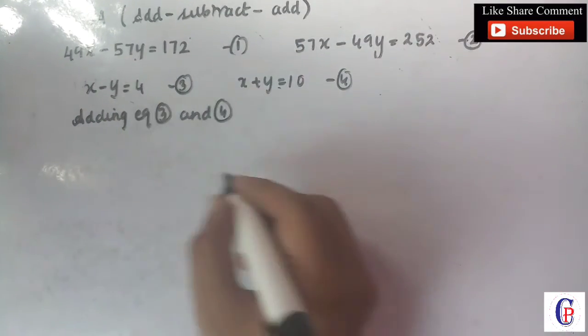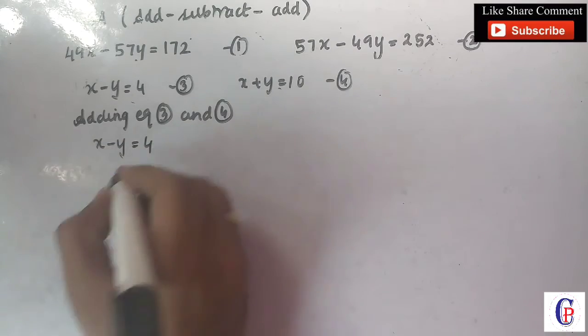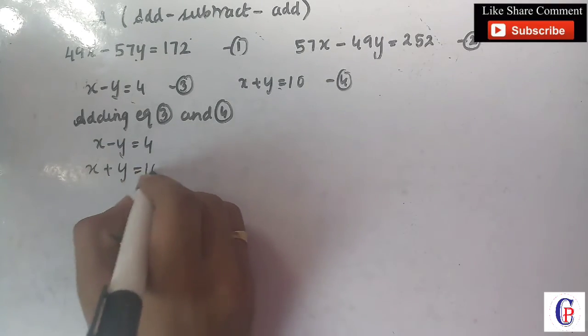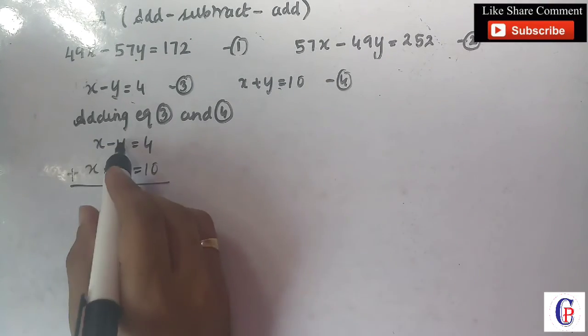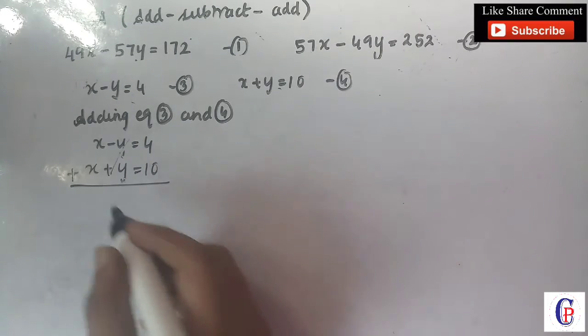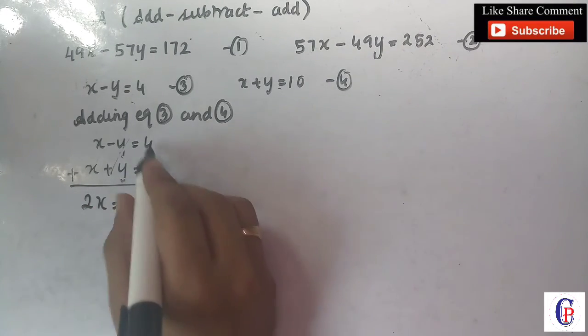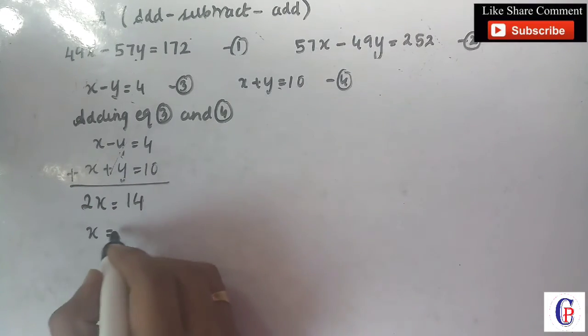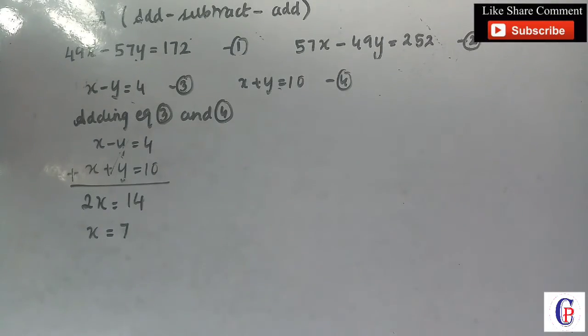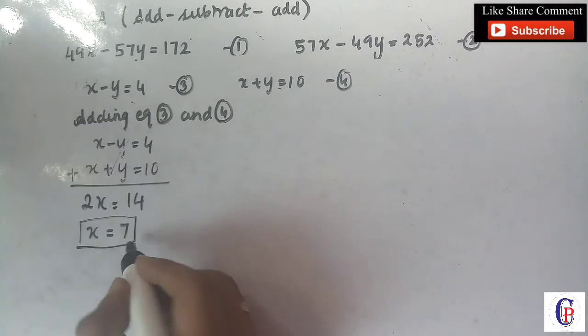As we add equation 3 and 4, we get x minus y is equal to 4 and x plus y is equal to 10. So add them: minus y plus y will get cancelled and x plus x is 2x, 4 plus 10 is 14, therefore x is 7. Okay, so you get x as 7.